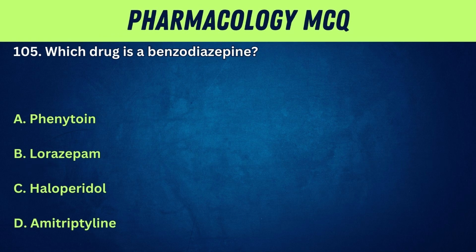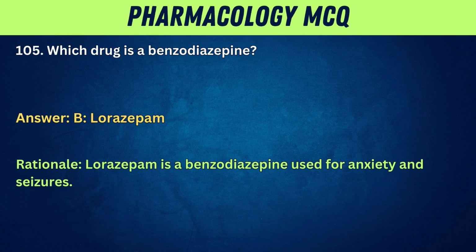105. Which drug is a benzodiazepine? A. Beta blockers. B. Lorazepam. C. Haloperidol. D. Amitriptyline. Answer: B. Lorazepam. Rationale: Lorazepam is a benzodiazepine used for anxiety and seizures.